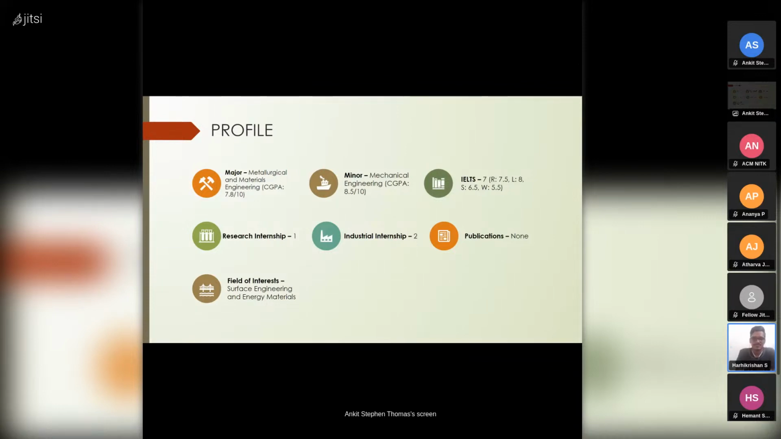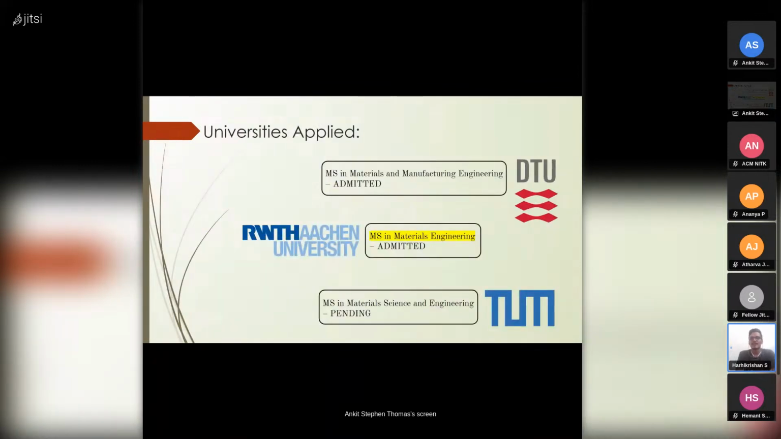Next slide. I had a fixed mindset on where I wanted to go. I focused only on technical universities in Europe, and in particular Germany. I applied for RWTH initially because that's the first university to open its MS application process. I was admitted there even before getting a result from the Technical University of Munich, so I'm still preferring RWTH.